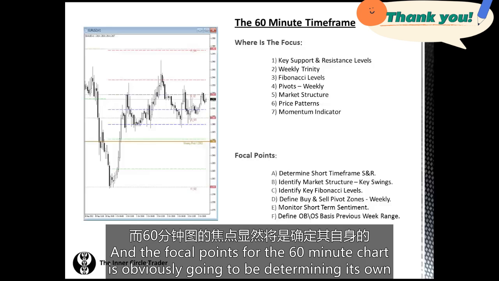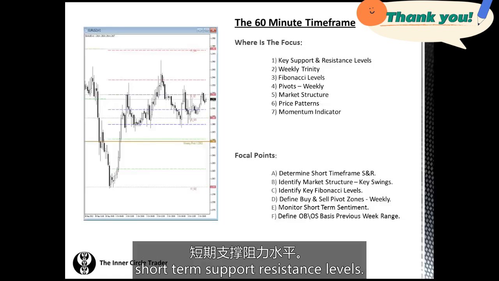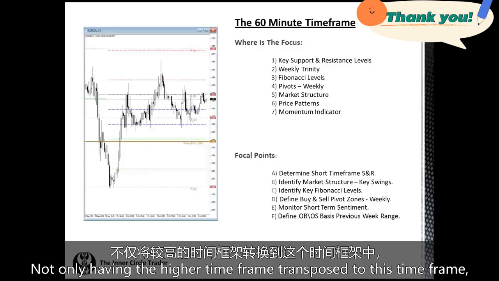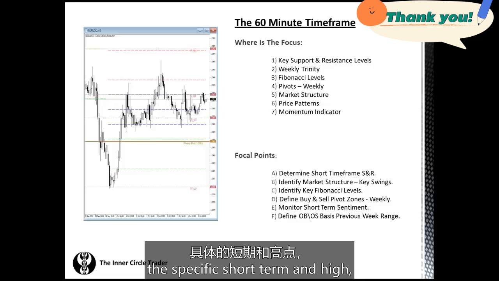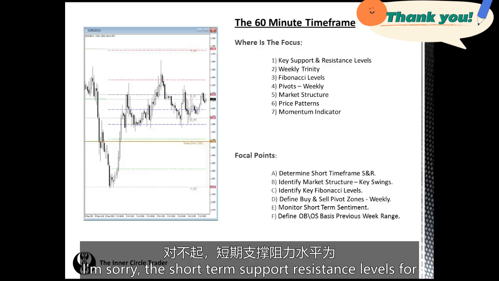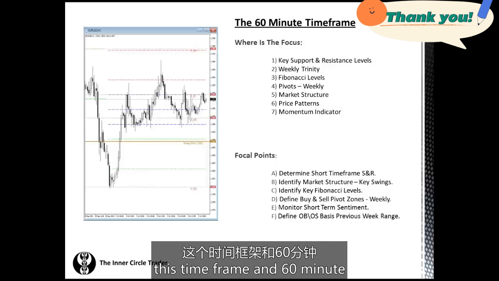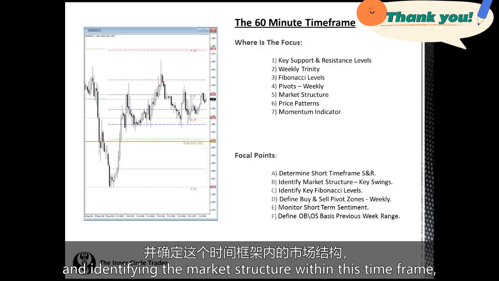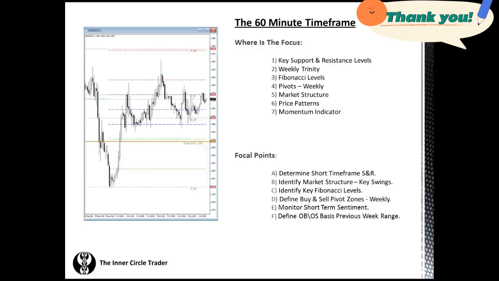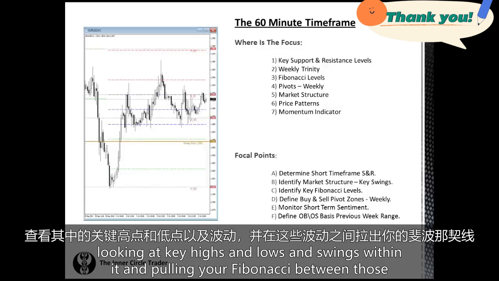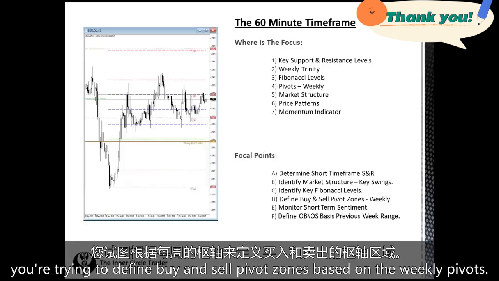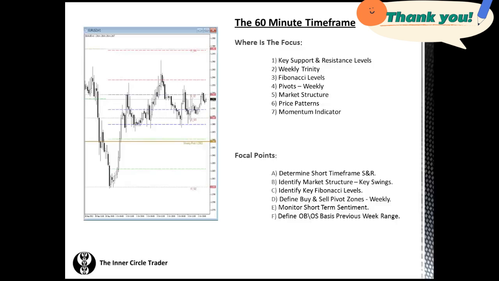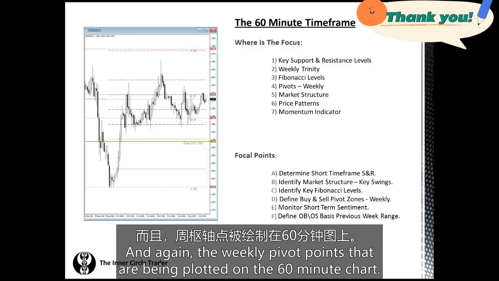Now, the focal points for the 60-minute chart is obviously you're going to be determining its own short-term support and resistance levels. Not only having the higher time frame transposed to this time frame, but you're looking for the specific short-term support and resistance levels for this time frame in 60-minute, and identifying the market structure within this time frame, looking at key highs and lows and swings within it, and pulling your Fibonacci between those swings, looking for retracements and extensions. And you're going to be trying to define buy and sell pivot zones based on the weekly pivots. Okay, again, the weekly pivot points that are being plotted on the 60-minute chart.